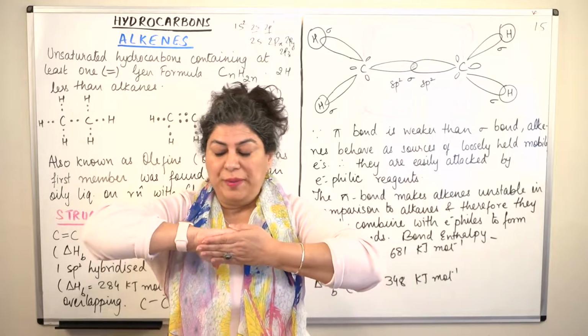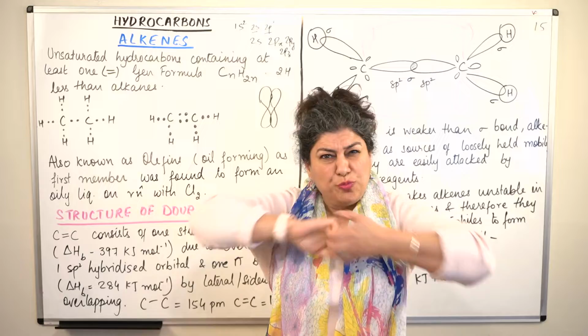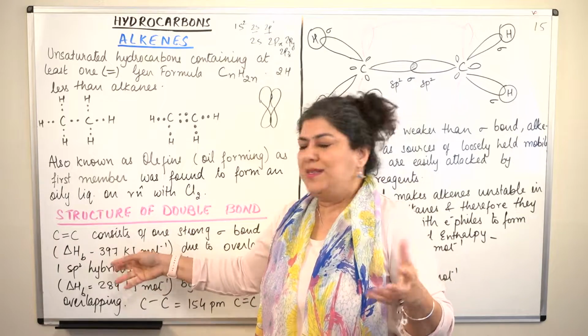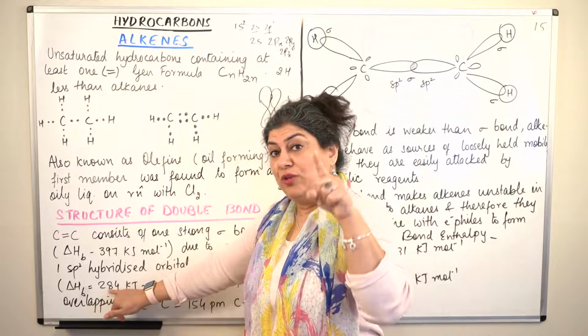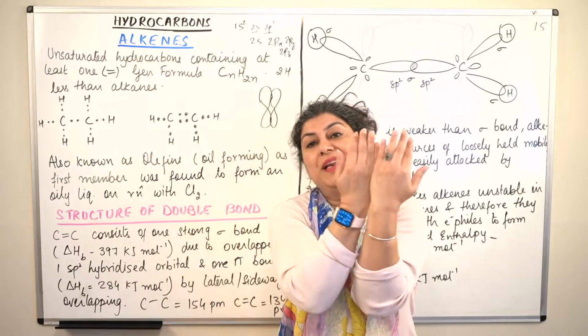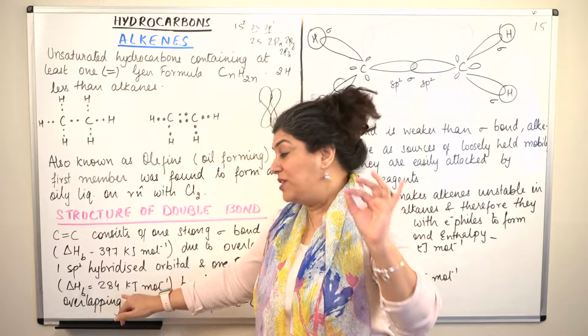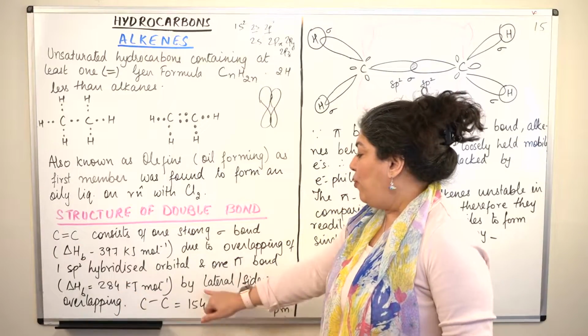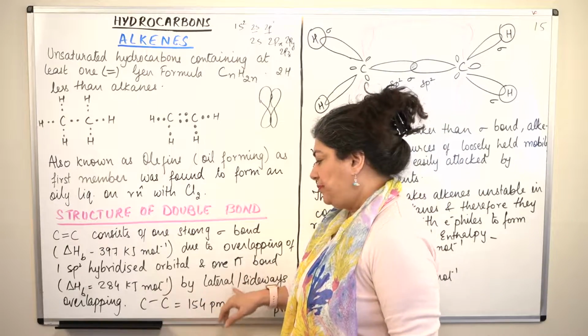So the first bond being strong, you need 397 kilojoules of energy to break it. Let us imagine it's just one bond, or 1 mole of bonds. And for the second bond, you only need 284 kilojoules because it's a weaker bond. The second bond is a weaker bond, formed by the lateral, that is the sideways, overlapping.